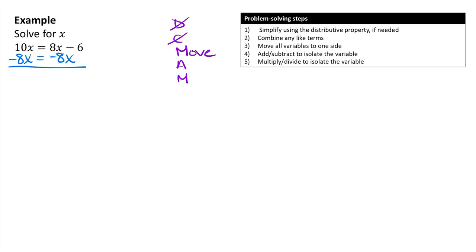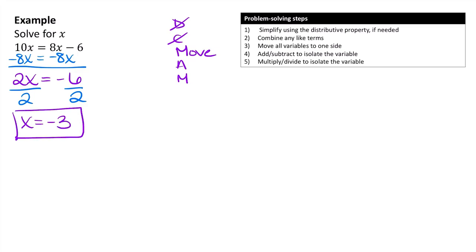So when I do that, that's going to give me 10x minus 8x, which is 2x. So I have 2x equals negative 6. Now to get x by itself, I'm going to do the opposite of multiply by 2. So that means I'm going to divide both sides by 2. And that's going to give me x equals negative 3.